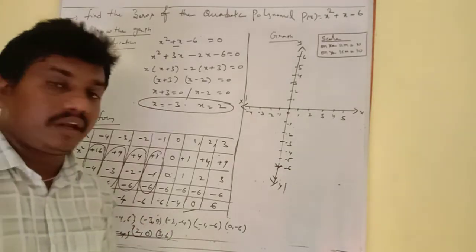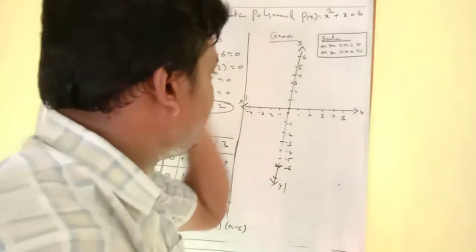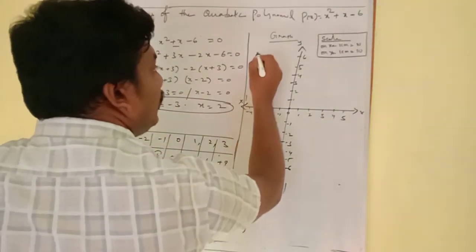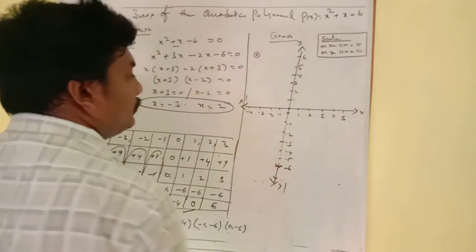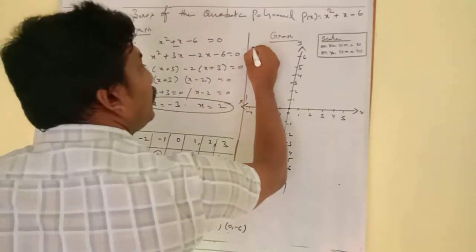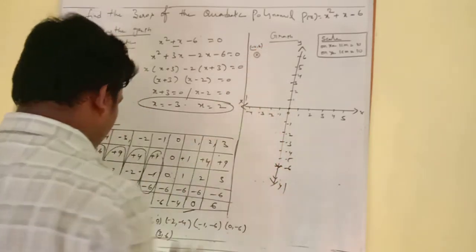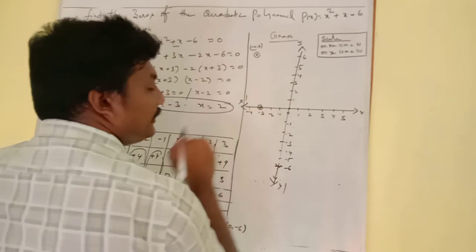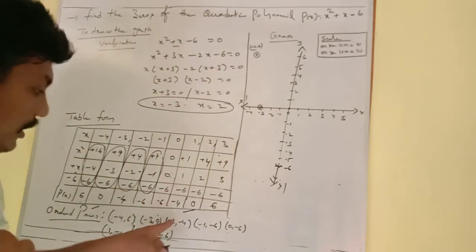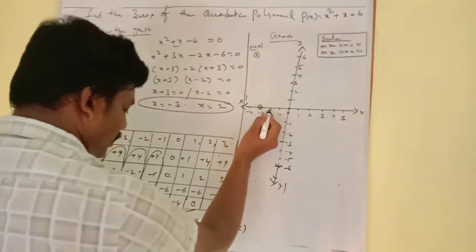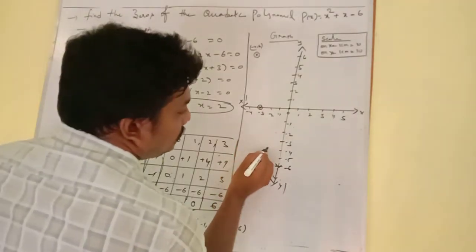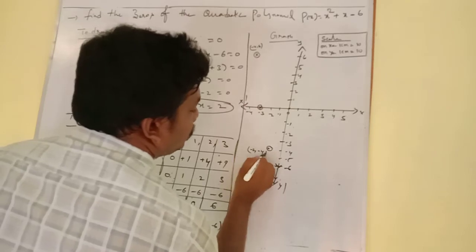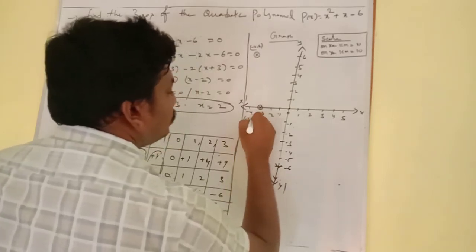Now we have to place these ordered pairs on this graph sheet. Now minus 4, comma 6. Where is minus 4 on the x-axis? Minus 4, and this is 6. This is the point minus 4, comma 6. Next minus 3, comma 0. Where is minus 3? This is 0, like this only. This is minus 3, comma 0. Minus 2, comma minus 4. Where is minus 2, and this is minus 4. Now this is minus 2, comma minus 4.